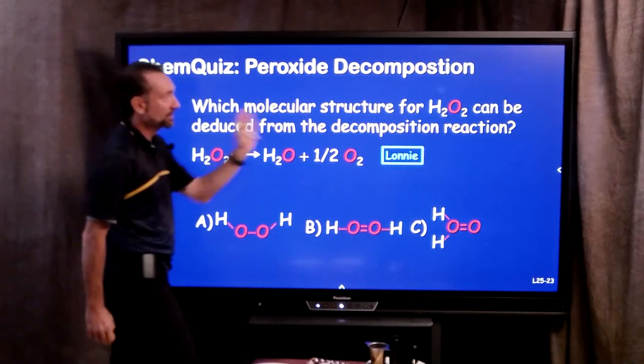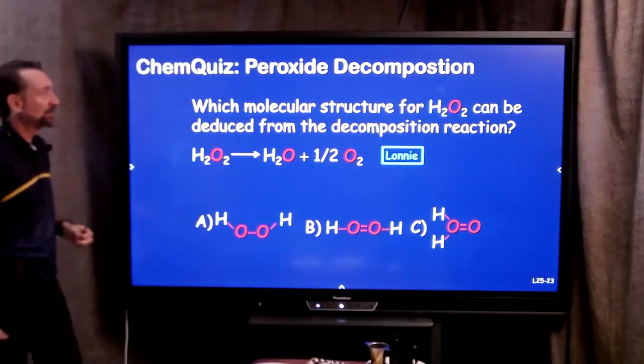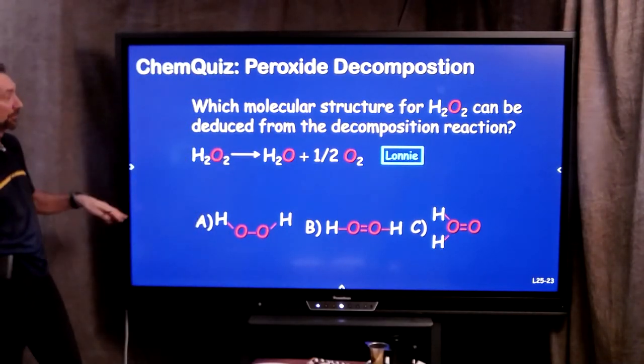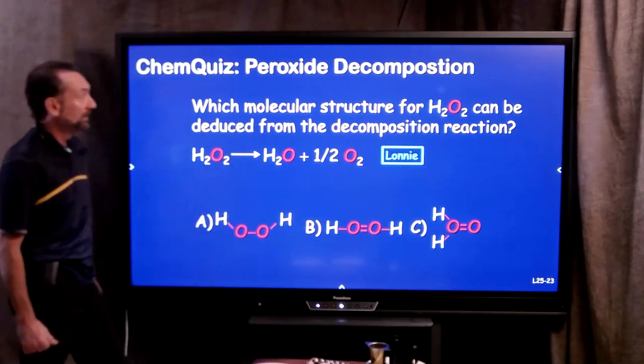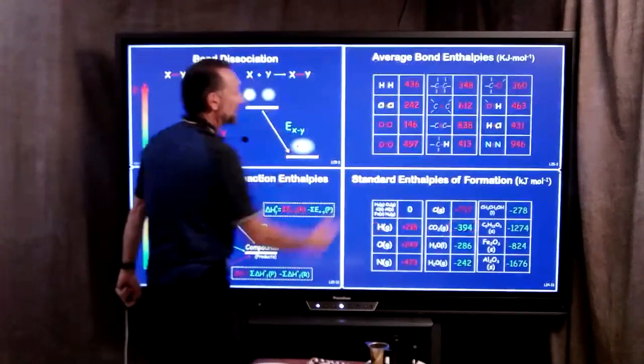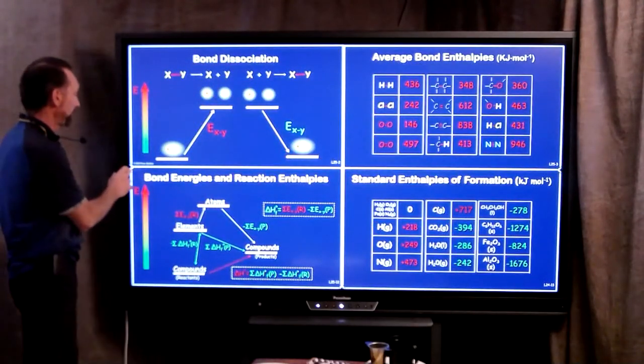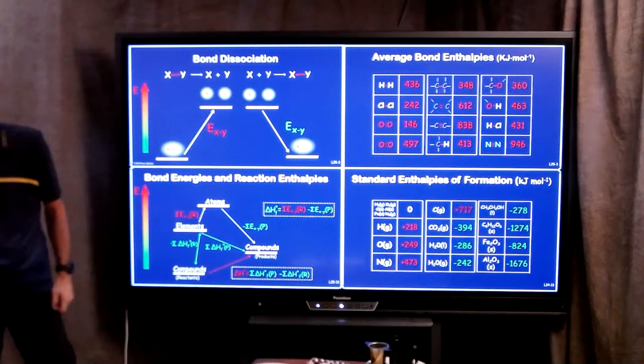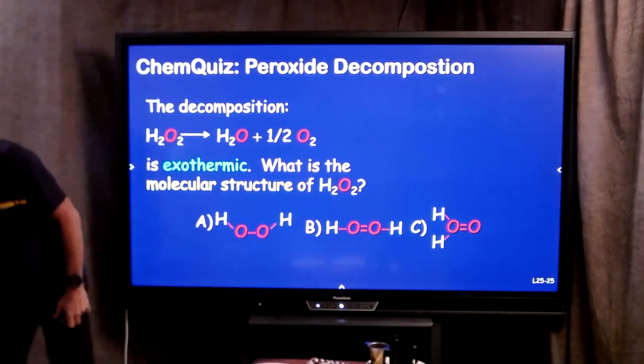So here's the molecular structure for H2O2. What is the molecular structure for H2O2? If you can see Lonnie run this reaction, let's see if we can have Lonnie run that reaction.